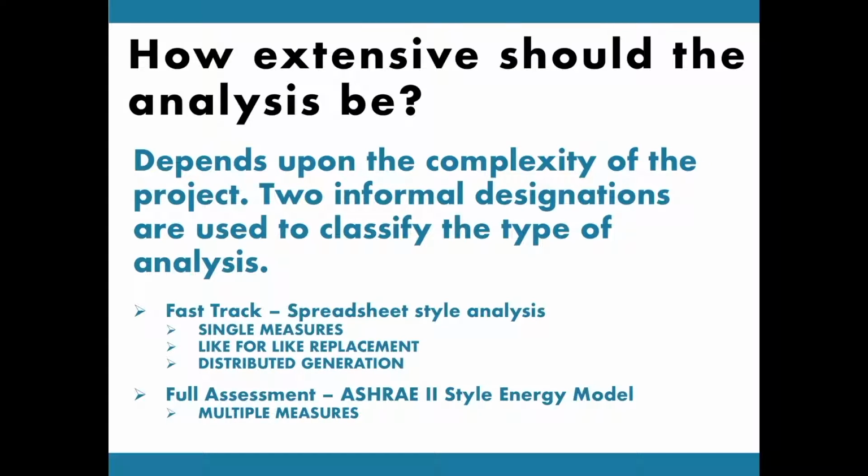We call the first category fast-tracked, and these are projects that are single measures, like-for-like replacement, and distributed generation. These tend to be simpler projects, and in most cases a spreadsheet type analysis is going to be okay. The second type are more complicated projects that have multiple measures that influence each other. These we kind of term full assessment. And in most cases, projects like this are going to require an ASHRAE 2 style energy model.